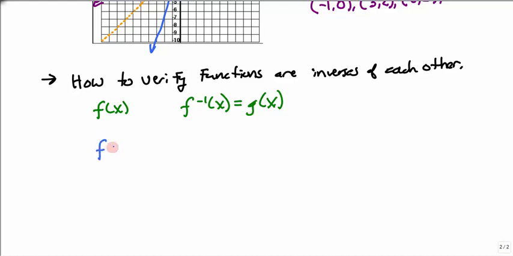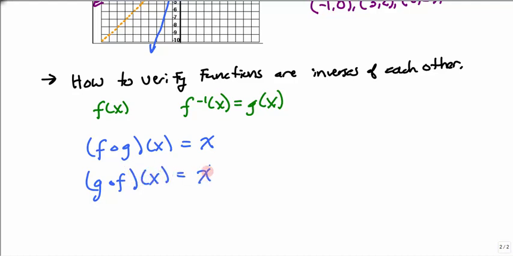So f of g of x equals x if they're truly inverses. Also g of f of x would equal x. So this is what I do to verify they're inverses. I composite them, and if I get an x out of the expression, then that tells me that they're inverses.